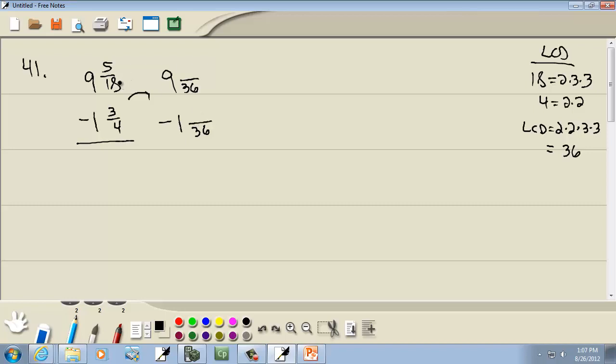Now in the first one here, I multiplied the bottom part by 2, so I have to multiply the top part by 2. So 5 times 2 is 10. Now here I multiplied the bottom part by 9, so I have to multiply the top part by 9. 3 times 9 is 27. Well, we've got a problem here. Obviously I can't subtract 27 from 10, so I'm going to need to borrow. Now I'm going to use my shortcut here. I reduce this by 1. Then I take my denominator and add it to the top part. 36 plus 10 gives us 46. And the denominator stays the same.